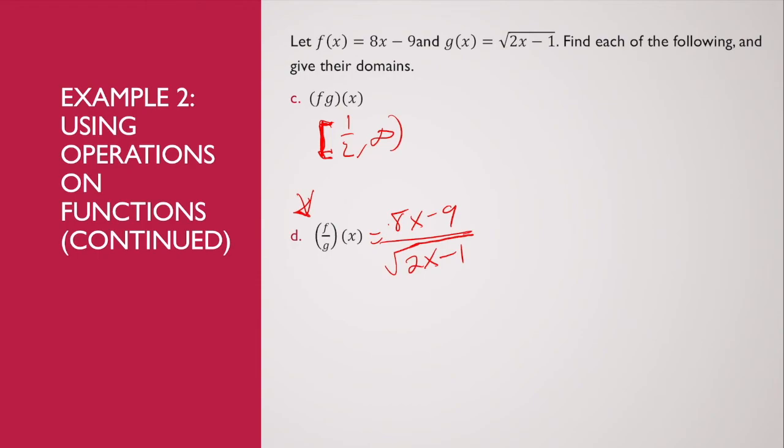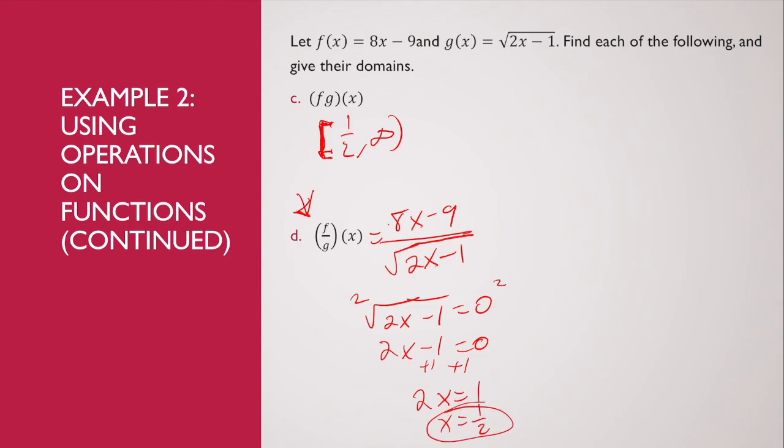But now the thing is, if my denominator, if I set that equal to 0, square both sides, I get 2x minus 1 is 0, add 1, right? So when x is 1/2 is when my denominator is 0. So that has to be excluded from our new domain. So instead of a bracket, we're going to use a parenthesis to exclude 1/2.